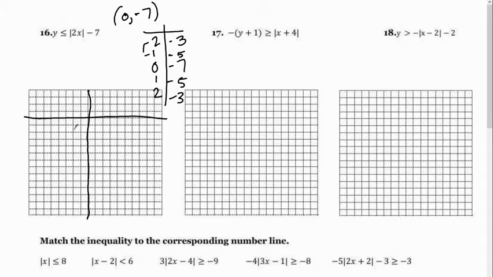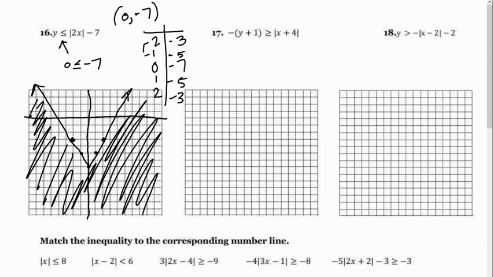Negative 2, negative 3, negative 1, negative 5, 7, 5, and 3. Then this means solid line. I'm going to test 0, 0. Is 0 less than or equal to negative 7? No, it is not. So I'm going to shade opposite, not where 0, 0 is.